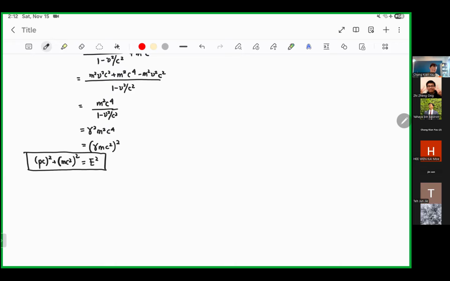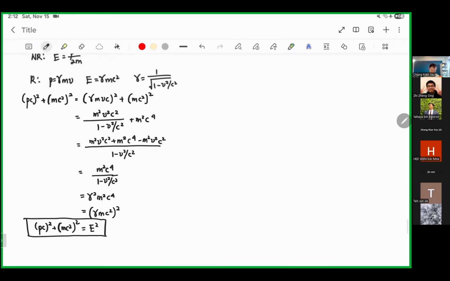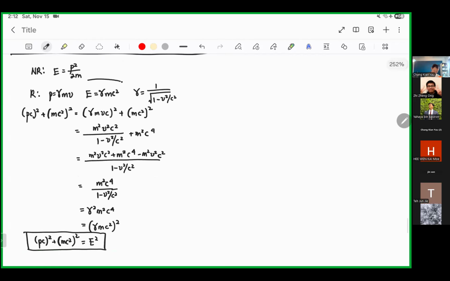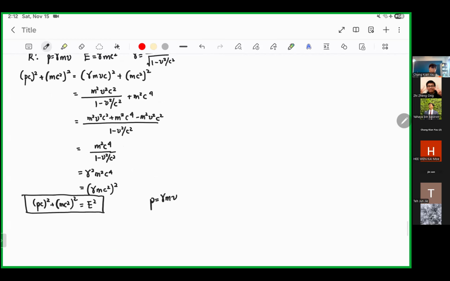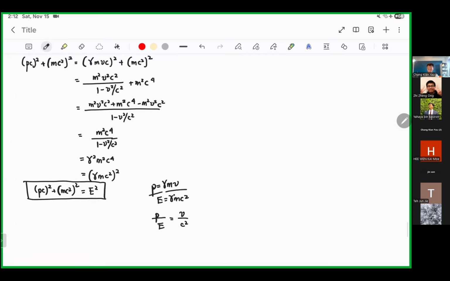Also, you can use the relationship from these two equations: p equals gamma mv, and E equals gamma mc squared. If you divide these two equations, you get v equals pc squared over E. Just by finding momentum and energy, you can get the velocity directly. So yeah, that's that.